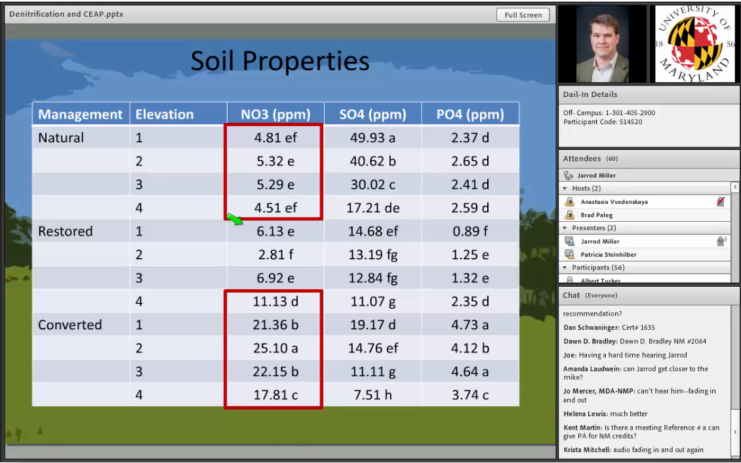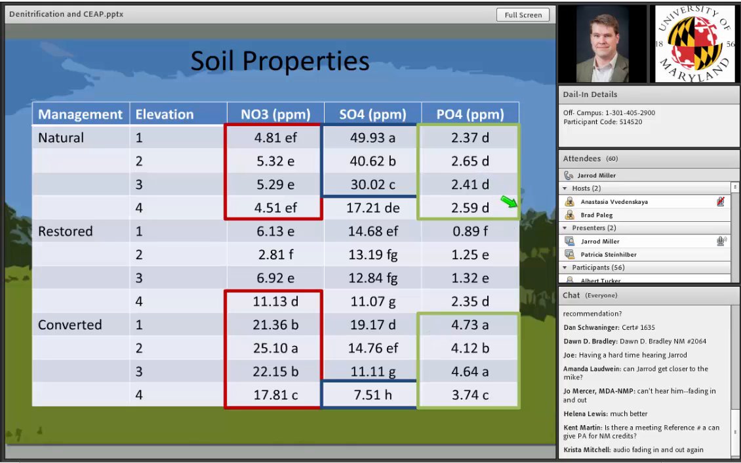Sulfur I only leave up here for anybody who is in agriculture because you can see that the natural sites have more sulfate than converted, and so it might indicate for any farmers out there that you want to watch your sulfur levels, because in a natural soil we see more sulfur than in converted, so we might be losing that. And then phosphorus, the same thing. There's higher phosphorus in converted ag land than in a natural soil because they are adding it for fertilizer crops.